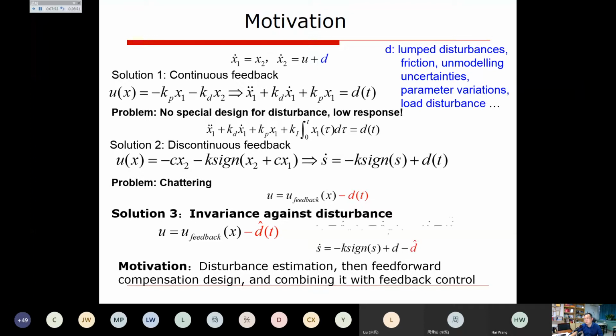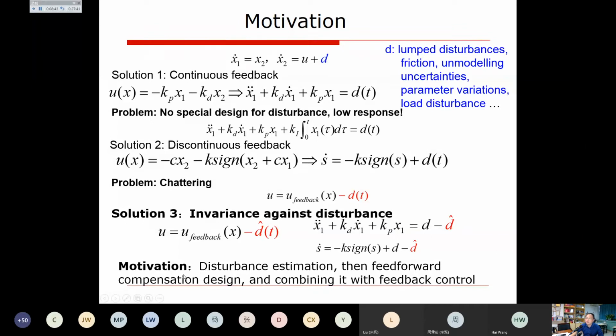So if you use the PID, you can replace it with PD plus disturbance compensation. If you use sliding mode control, you can still have sliding mode control plus feed-forward compensation, because in this case, the chattering will be largely reduced. Because the switching gain only needs to be higher than the estimation error bound. In most cases, the bound will be much lower than the bound of the disturbance itself. So the switching gain is not required to be large, which causes the reduction of chattering.